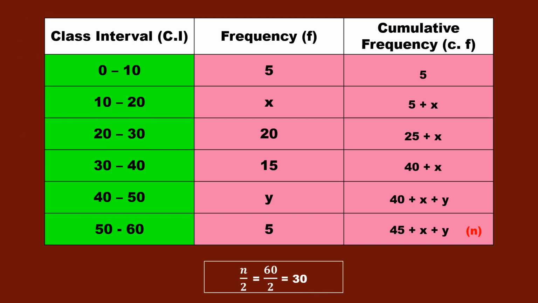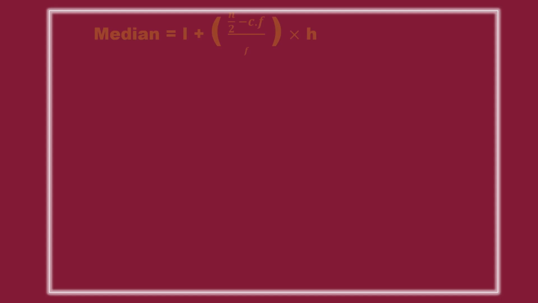Whatever is the median class, its lower limit is your L, its frequency is your F, and the previous cumulative frequency is your CF. These are the values we have to denote in the table. We want L, F, CF and n by 2. Let me take all these values and substitute in the formula. Here is your median formula: L plus n by 2 minus CF by F into H. Children, write this formula 2 to 3 times so that you can understand easily.